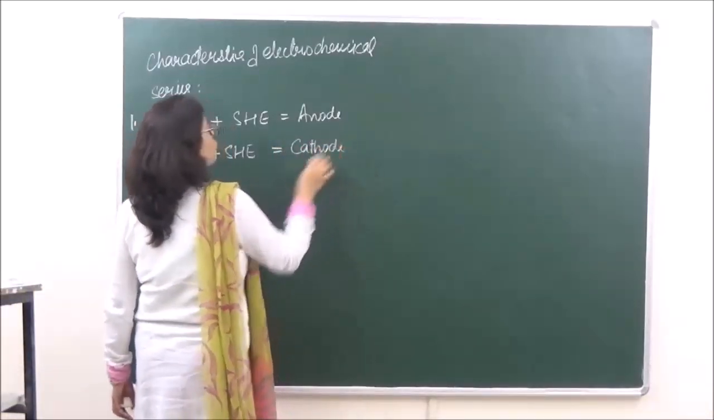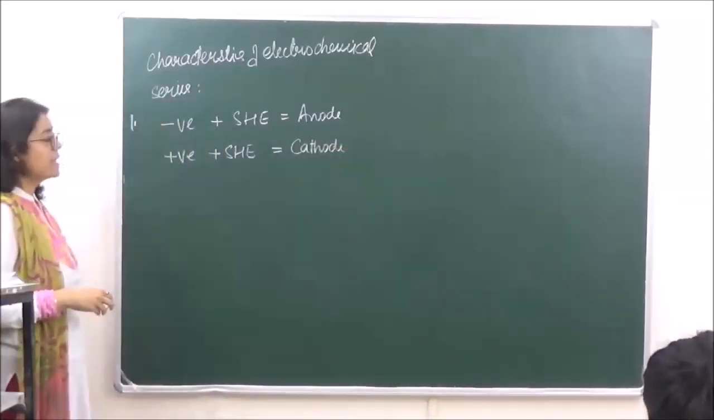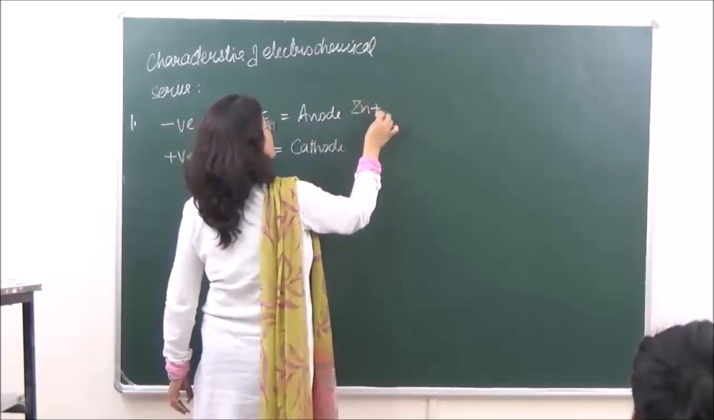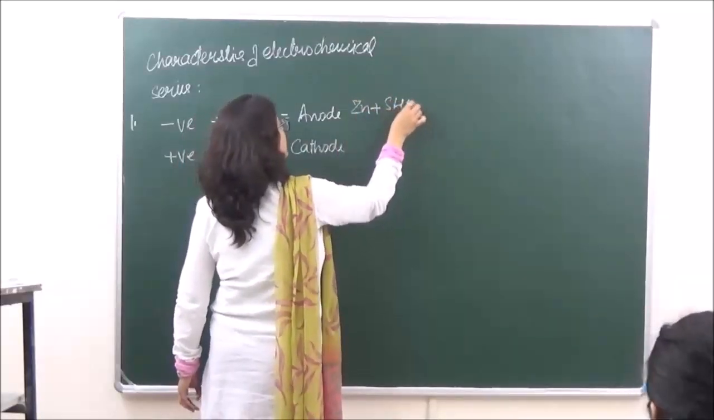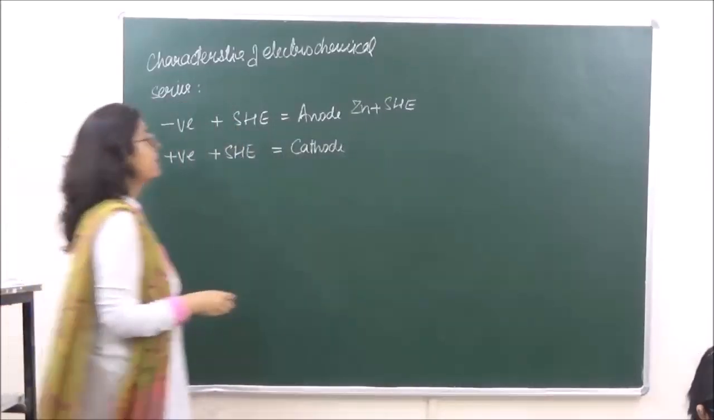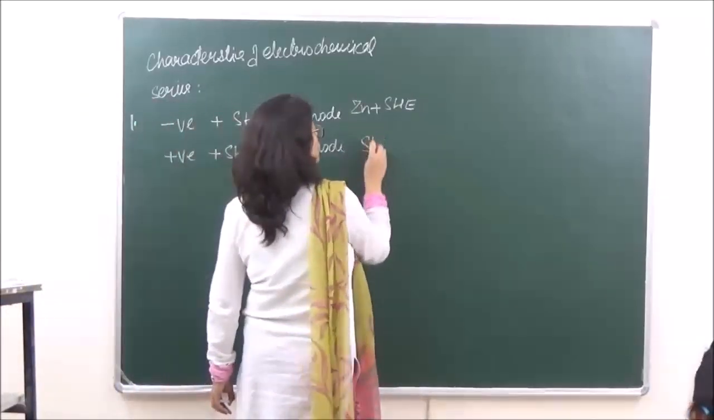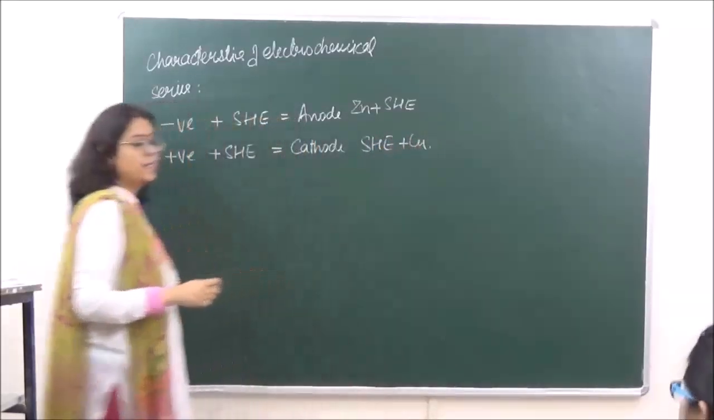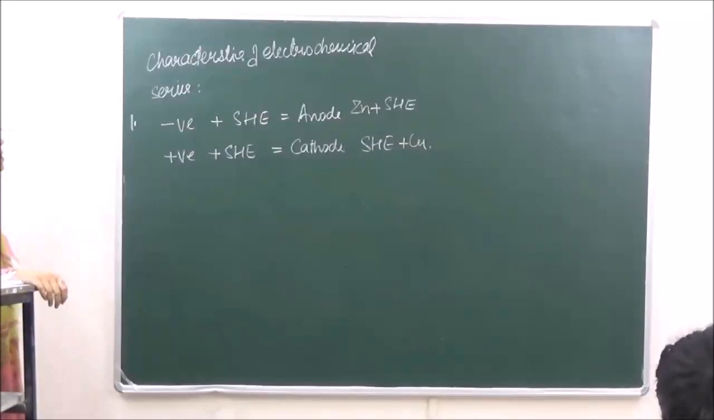So if you are taking the zinc plus SHE couple, zinc will be at the anode at the left hand side, and if we are taking a positive potential of, say, copper, then copper would be taken at the right. That is the cathode.